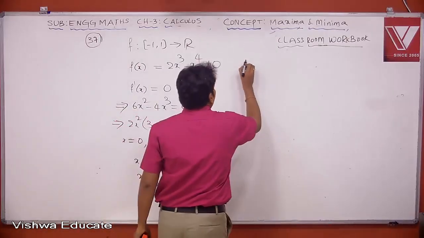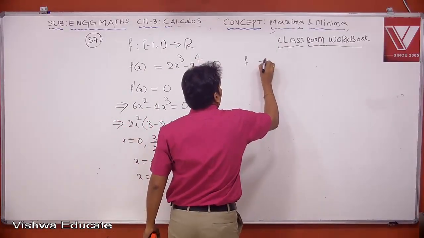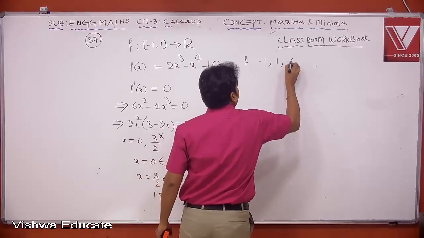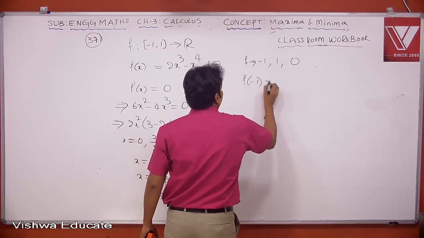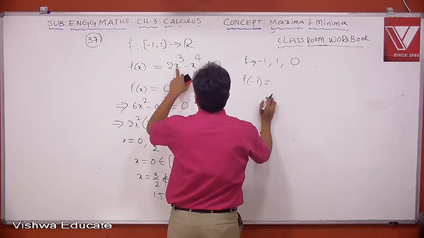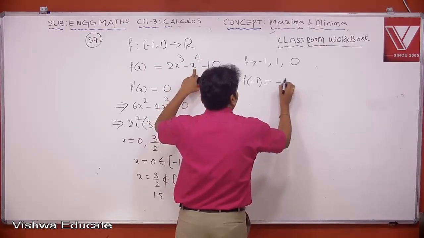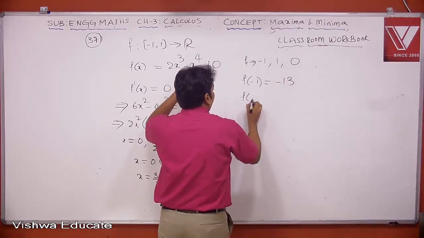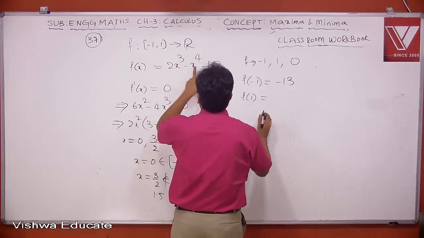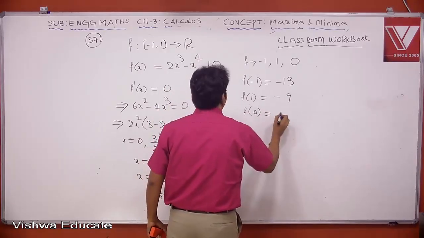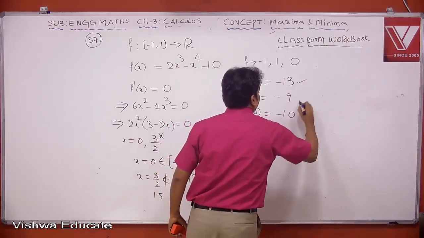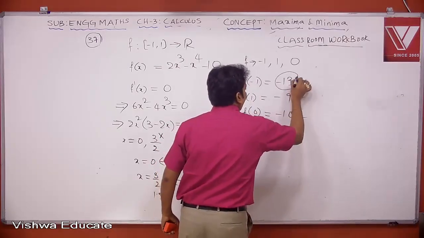So calculate the function value at the endpoints -1, 1 and at its stationary point 0. So what is f of -1? Replace x by -1. So you get -13. Replace x by 1. f of 1 is 2 minus 11, this is -9. Replace x by 0. You will get -10. So among these three numbers, this is the minimum value.